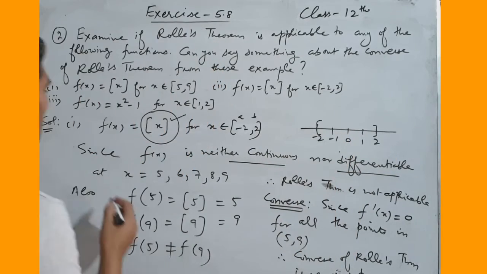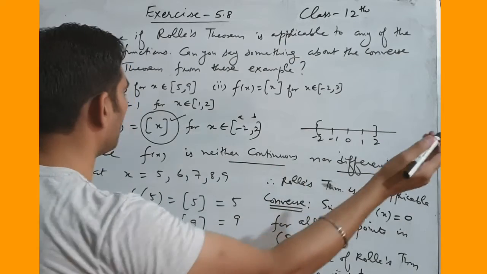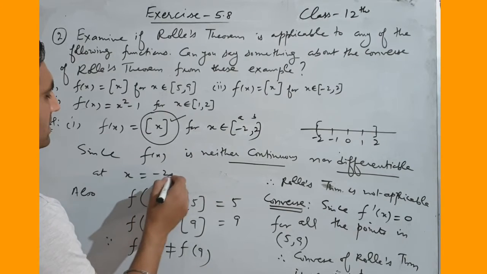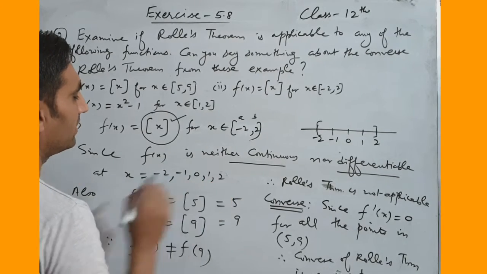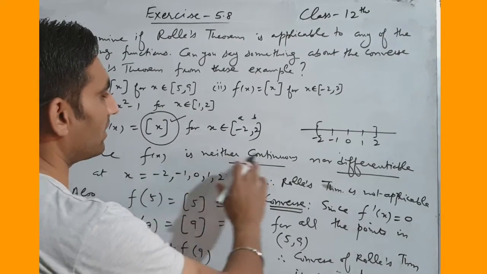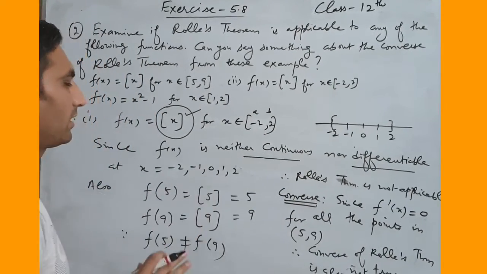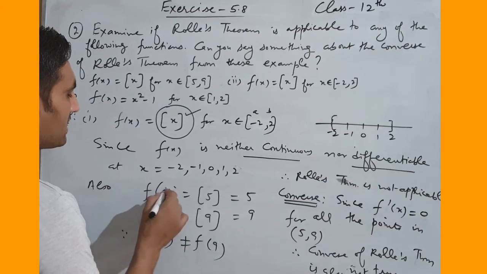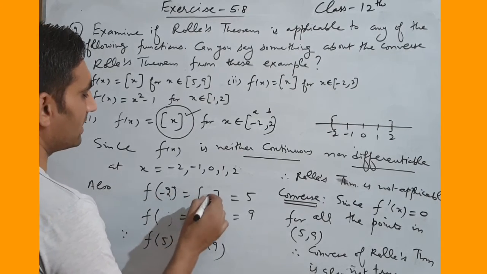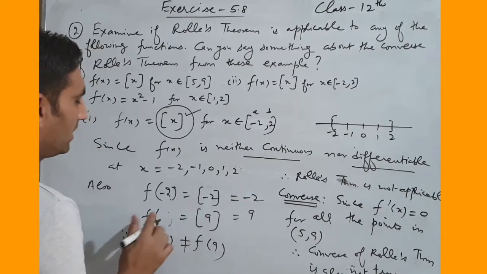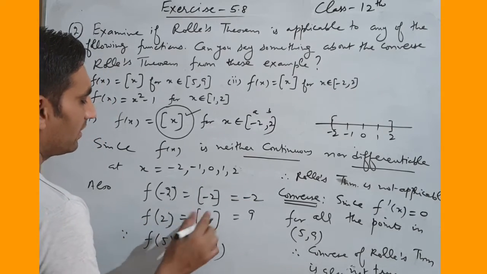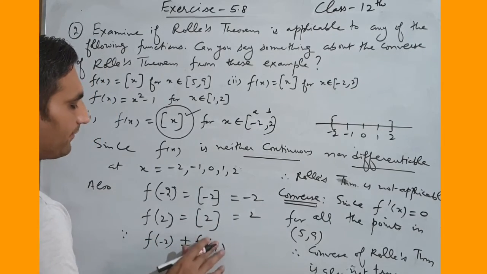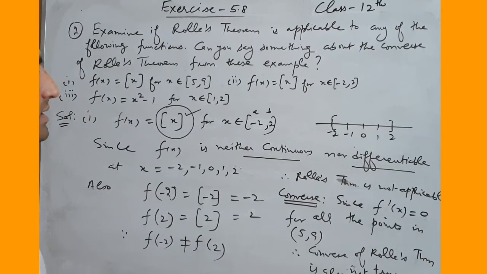All are included. So we can say since f x is neither continuous nor differentiable at all the integers, they start from minus 2, minus 1, 0, 1 and 2. So it is not continuous and differentiable on these integral points. Now what are f a and f b's values? f of minus 2, the greatest integer of minus 2, will give the same answer minus 2, and f at 2 will give the greatest integer of 2, which is 2. They are also not equal. f at minus 2 and f at 2 are not equal. So Rolle's theorem is not applicable.